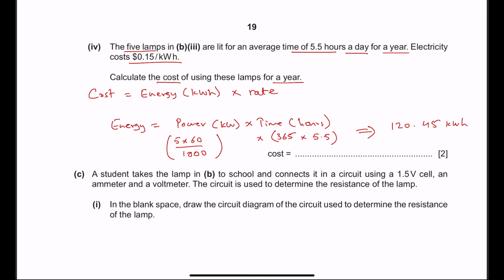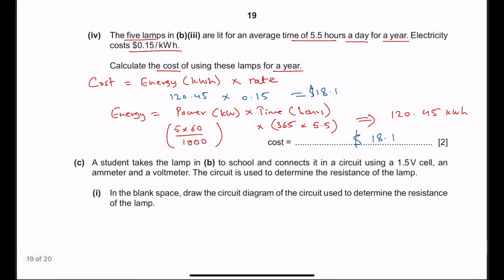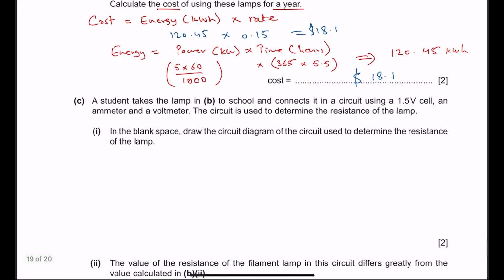Once you have the energy, you can now put this here and then multiply it by the given rate. So the energy is 120.45 and the rate that was given was 0.15. So once we calculate this, we get the answer 18.1. So we can write that as dollars 18.1. This is the total cost of running 5 lamps for 5.5 hours a day for a year.